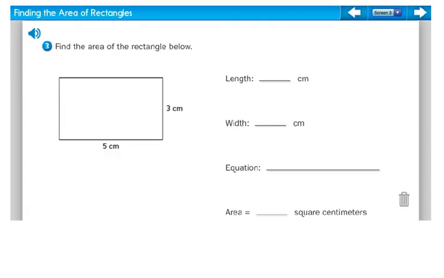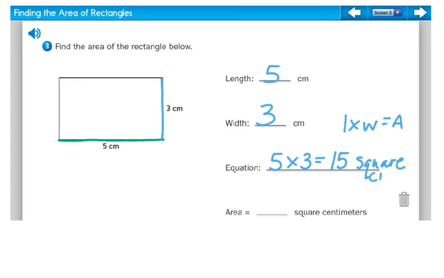Moving on to number 3. Sometimes you don't have all of those little squares drawn in there, and instead you just have a length and then you have a width. So the length is 5, fill this in. The width is 3, and the equation, remember, is length times width equals area. So 5 times 3, and this is where you need to know those multiplication facts. 5 times 3 is 15, and we call this square centimeters. We can abbreviate centimeters with cm, 15 square centimeters.